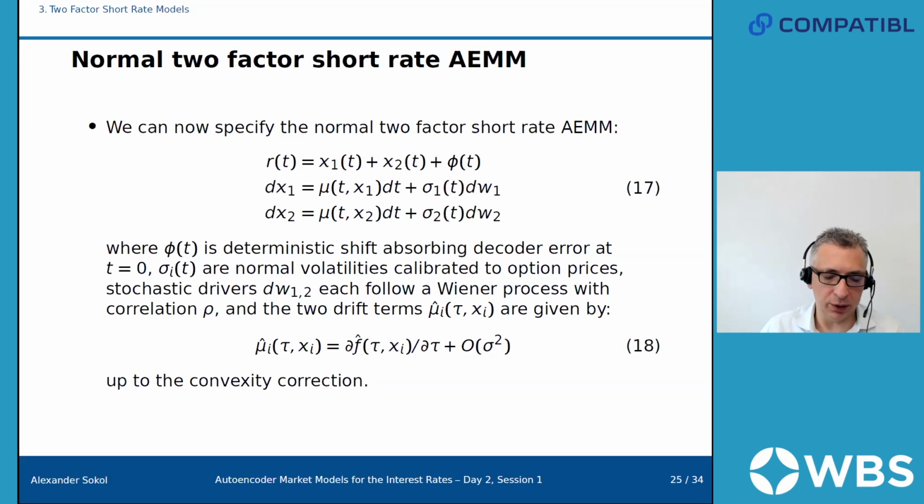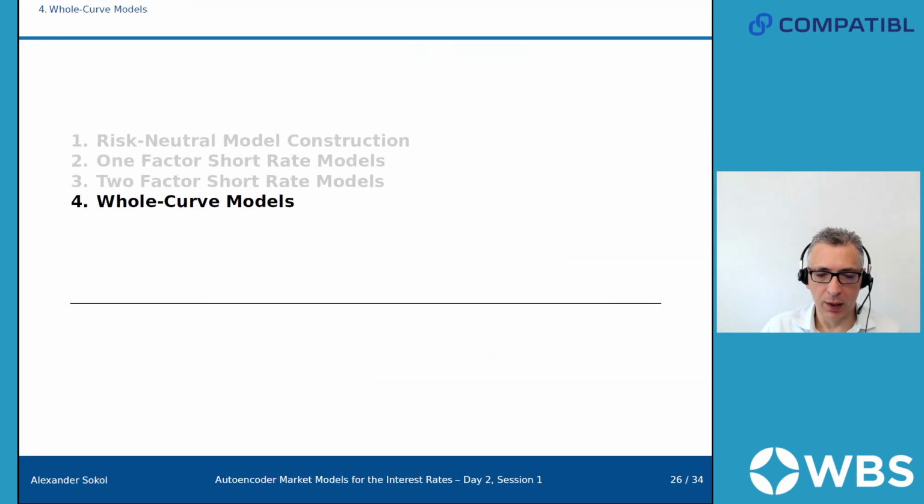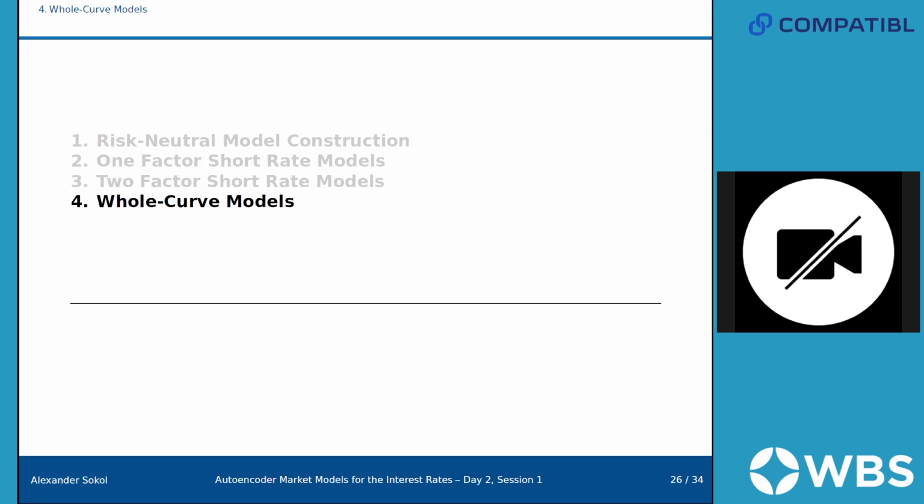You can evidence it by generating yield curves in the model and then testing how well they correspond to historical curve shapes. All right. Any questions about short rate models, one factor, two factor, before we go to whole curve models and then to examples and look at autoencoders? Questions? Not yet. All right.